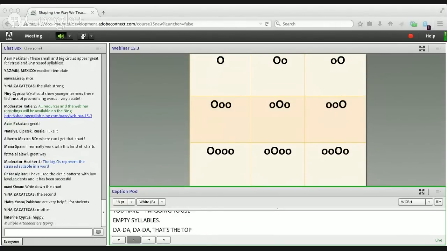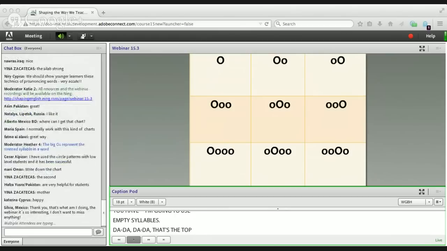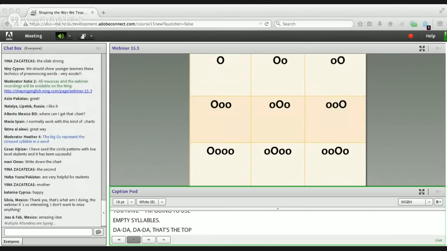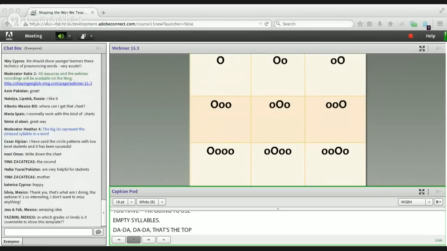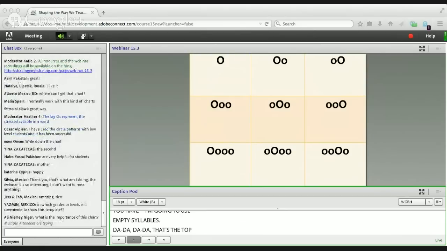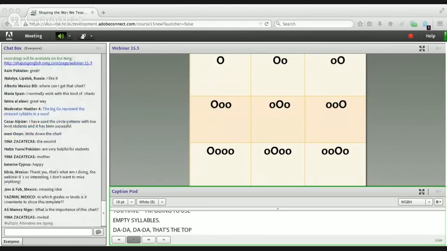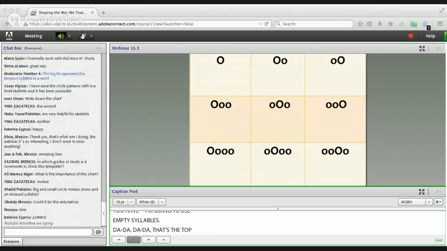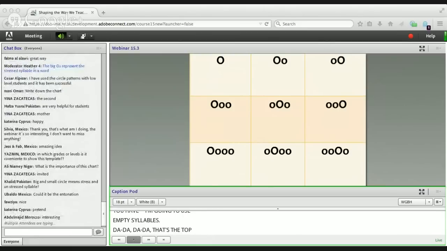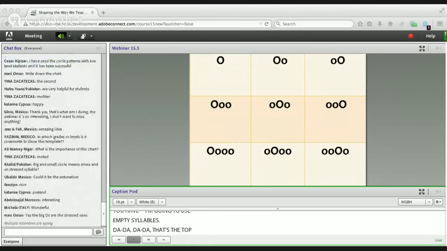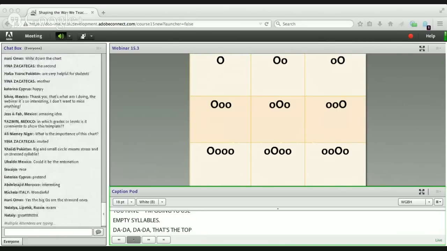Then you have the second pattern, da-da. Remind, invite, collect, correct, relax, review, July, right? So the idea is there's only two patterns that you have for two-syllable words.